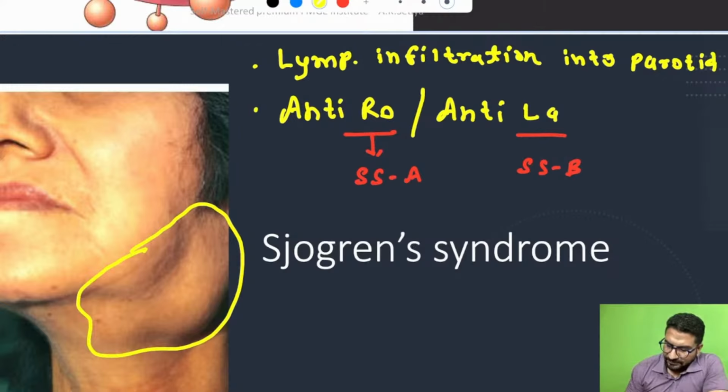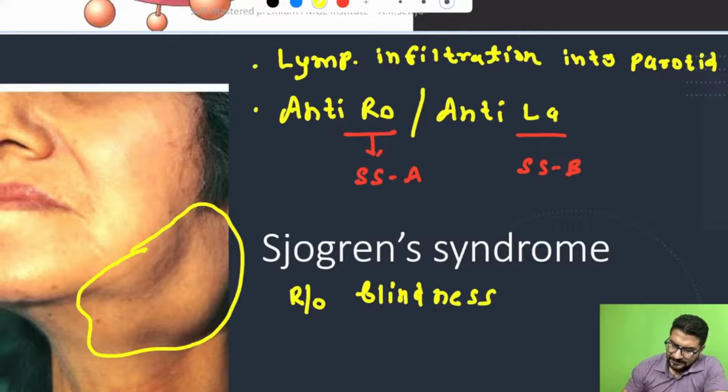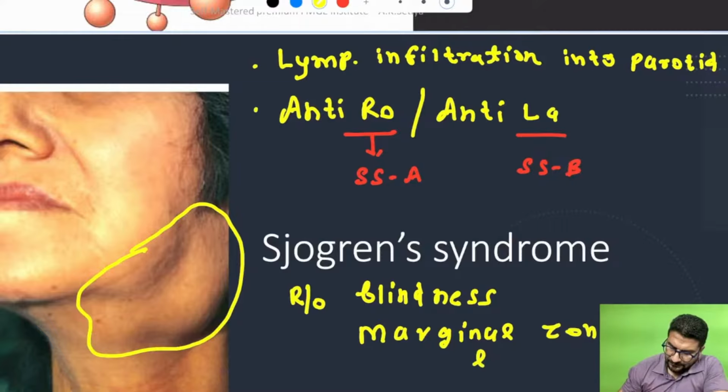And what is the problem? Like, the patient will have dry skin, dry mouth, dry vagina. So you can see dry eyes. Ultimately, there is a risk of blindness in Sjogren syndrome. What else will you have? There is risk of marginal zone lymphoma. Right?